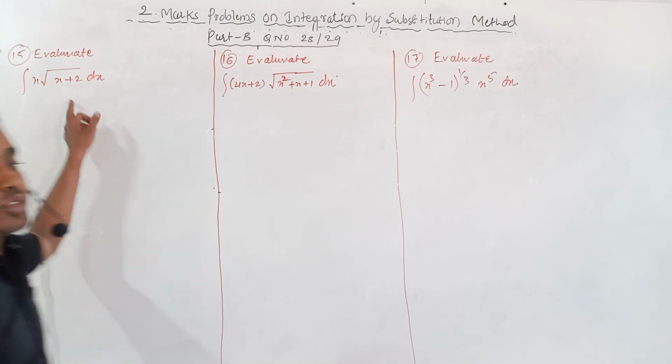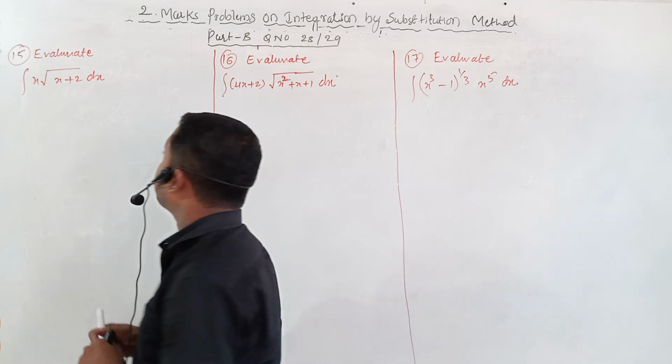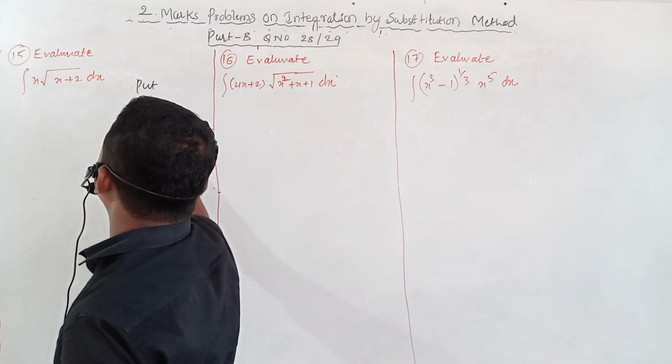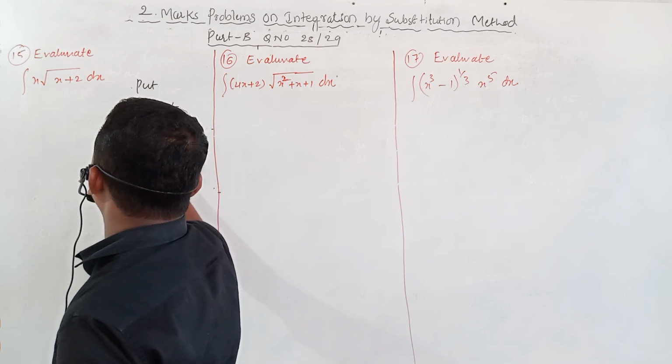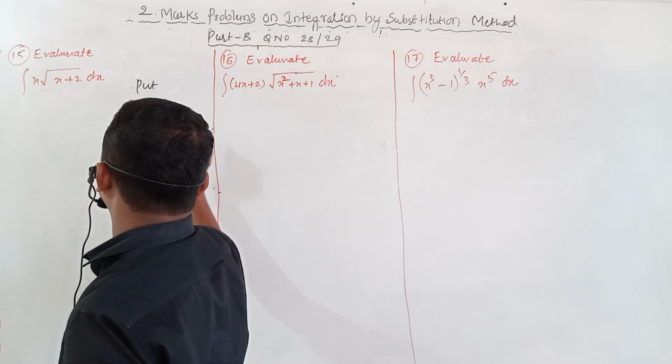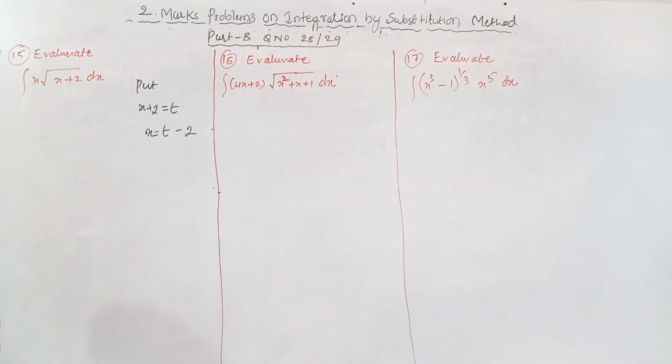Evaluate the integral of x times root of x plus 2 dx. Put x plus 2 is equal to t. Then x is equal to t minus 2. Now differentiate with respect to t.